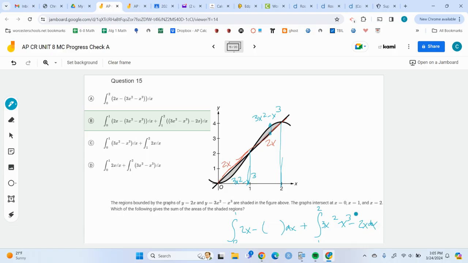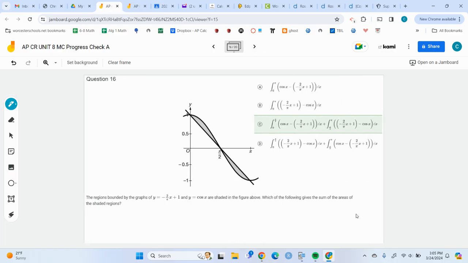And the only one that does that is this one. The other ones just don't have enough going on there. And this one tries to combine everything, but you can't combine them because the top and bottom curve change at 1. So B. Okay, only a few more here.